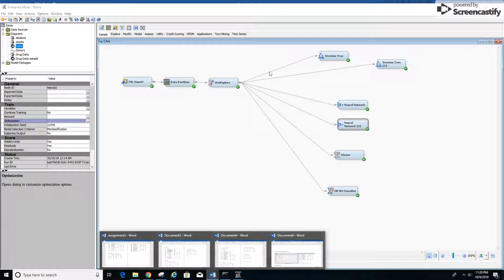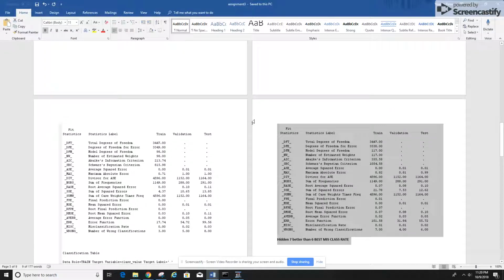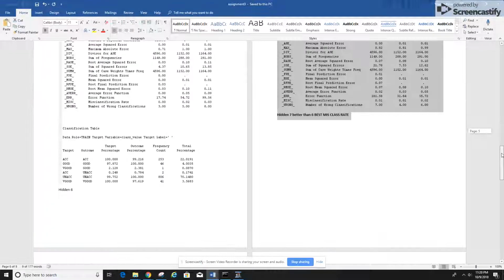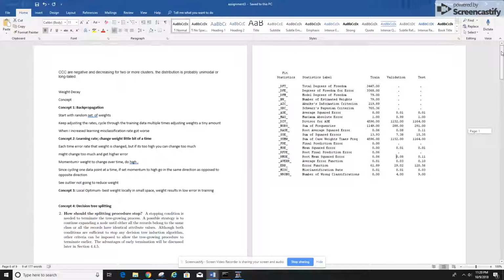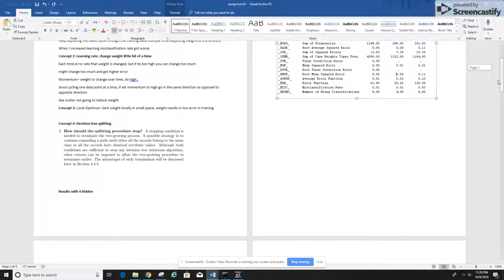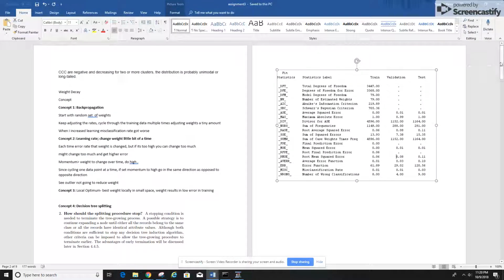So with my last concept, the local optimum, I decided that the best weight that got me the lowest misclassification rate was actually 79. And that was when I just put in my added 4 hidden layers and didn't mess around with the back propagation. Thank you.